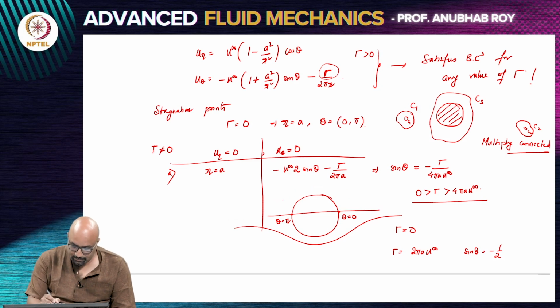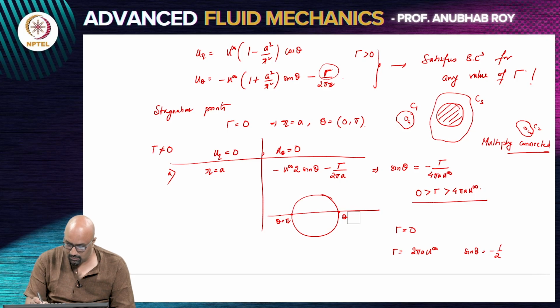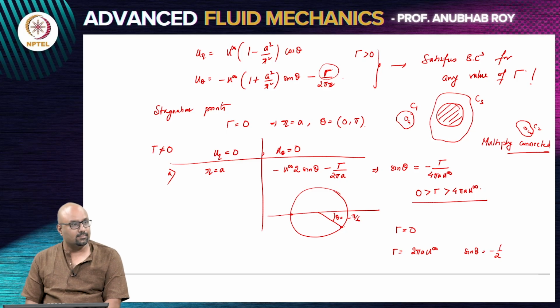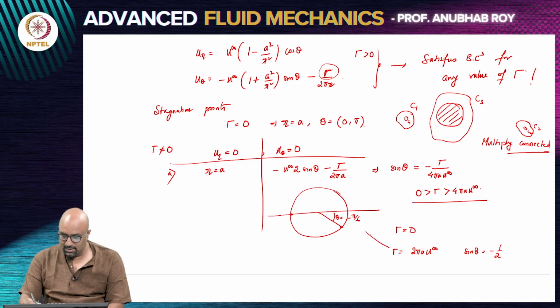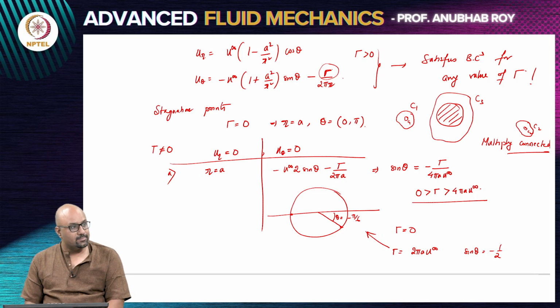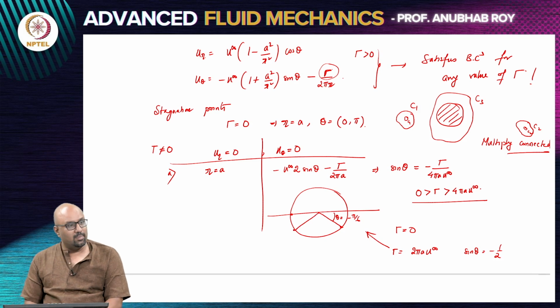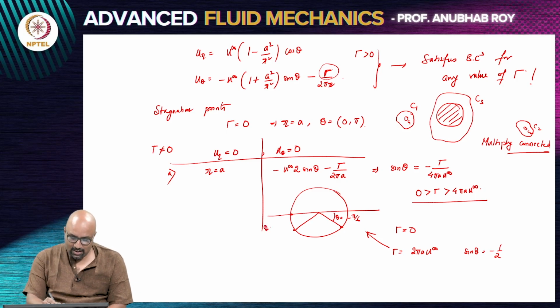That means right now there is a stagnation point which will occur here when gamma is 2 pi A U infinity. And similarly, there is going to be one more stagnation point which would basically occur on the other side, right, at 8 pi by 6 or 4 pi by 3, you are basically going to get another stagnation point.